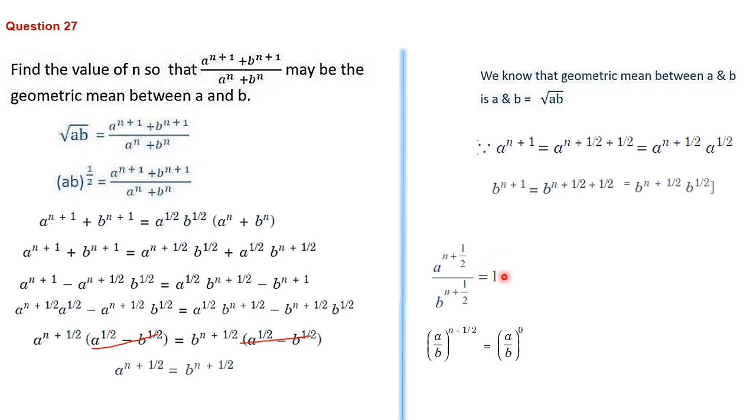This 1 we can change to the same base, a by b power 0. Any quantity power 0 is 1. So the same base, we put a by b the whole power 0. That means now the bases are the same, so the powers will also be the same. That means n plus 1 by 2 is equal to 0. That means n is equal to minus 1 by 2. So here we are asked to find the value of n. Here the value of n is minus 1 by 2.